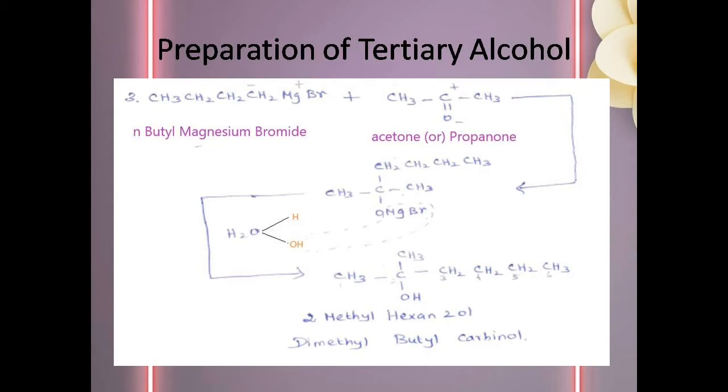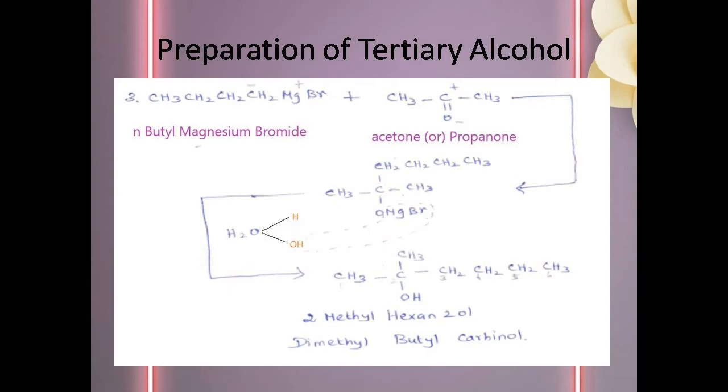The next preparation of tertiary alcohol is to prepare 2-methyl hexan-2-ol. For that, first of all the reactant is n-butyl magnesium bromide. See how many carbons there are? 4 carbons, so it is butane, then magnesium bromide, so linear butane, so it is n-butyl magnesium bromide. It is added with acetone or propanone. Positive and negative are indicated. Positive goes to negative, negative goes to positive, so we get the complex compound here.